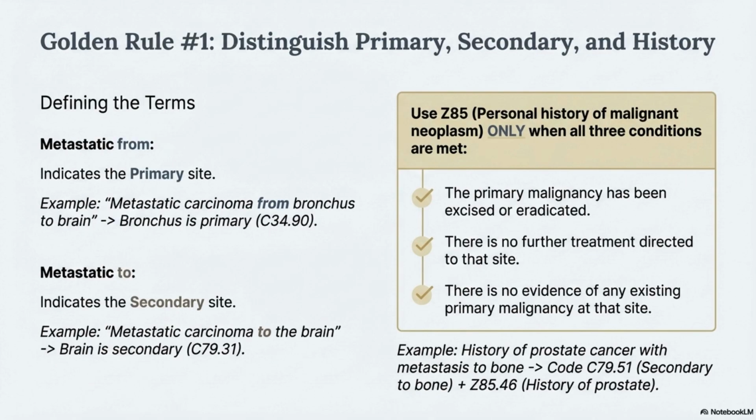One of the most important rules in Neoplasm coding is distinguishing primary, secondary, and history. Metastatic from identifies the primary site. Metastatic to identifies the secondary site. A personal history code from category Z85 is used only when the primary cancer has been eradicated, there is no active treatment, and there is no evidence of disease at that site. If any of these conditions are not met, the cancer is still considered active.